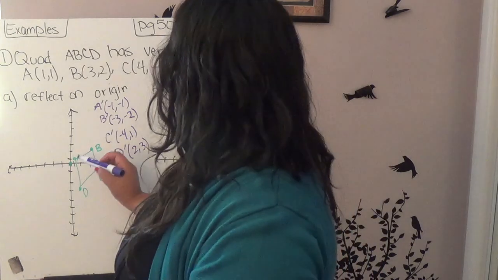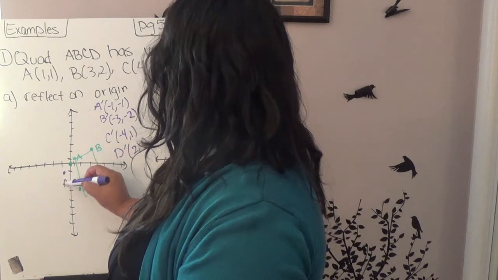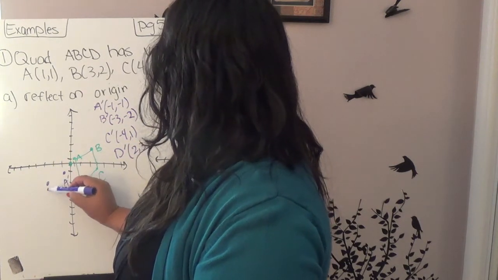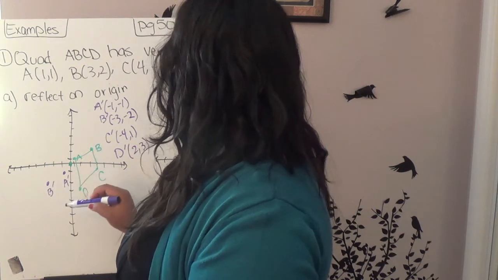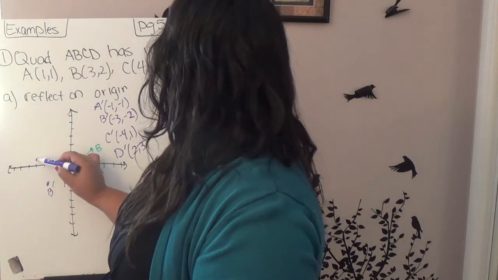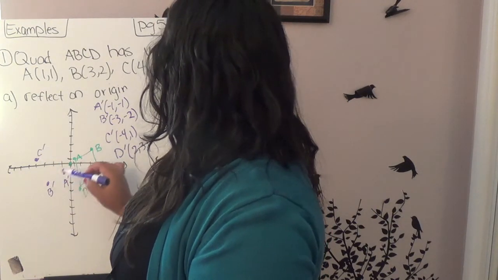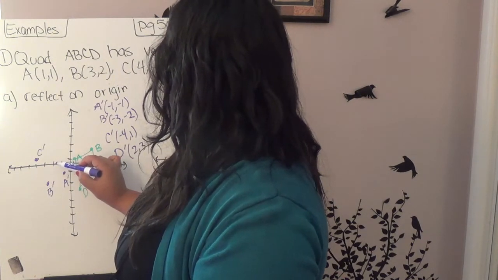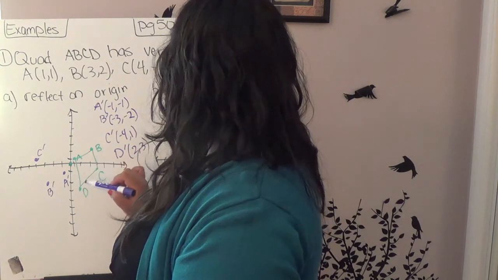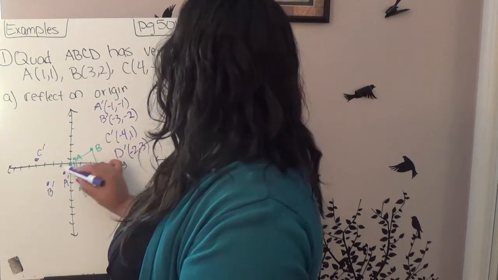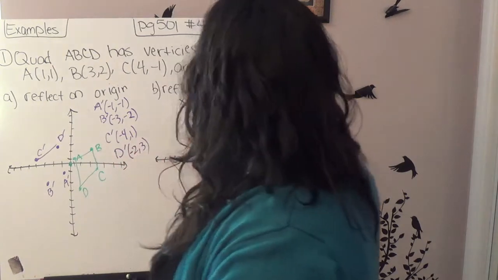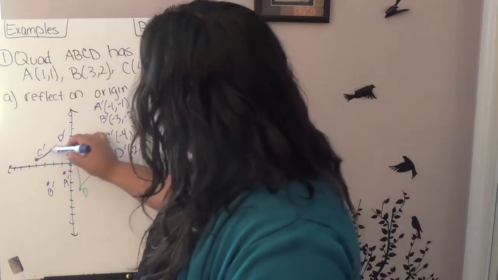So let's see here. A prime is negative 1, 1. This is A prime. Then it's 1, 2, 3, negative 3, 2 is B prime. So far, our prediction is correct. And then negative 4, 1, 2, 3, 4, positive 1 is C prime. And then D is 2. Sorry, this is supposed to be negative, right? Negative 2, positive 3 is D prime. So that's supposed to be a negative because that's originally positive, so that needs to be a negative.